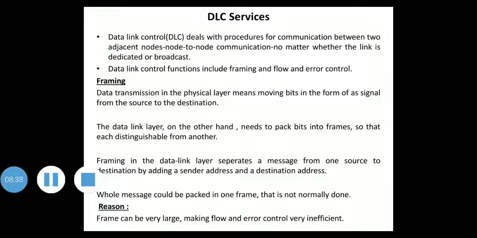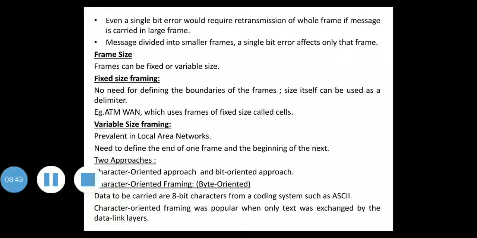Next we'll discuss frame size. The frame size can be fixed or variable. If the frame is of fixed size, then there is no need to define the boundaries of the frames. The size itself can be used as a delimiter. An example of this type of fixed size framing is ATM WAN, which uses frames of fixed size called cells.